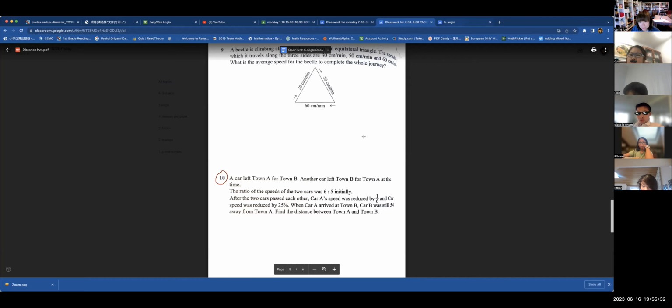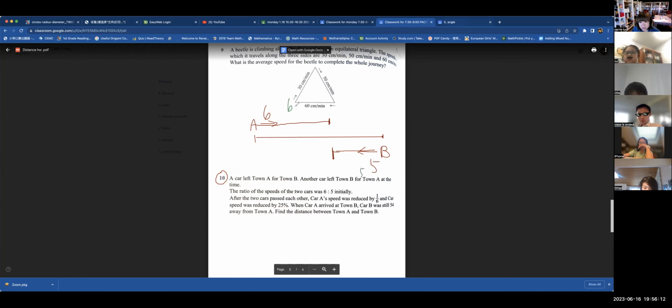Okay, so let's take a look at this one. Car A goes this way and car B goes this way, right? And the ratio of the speeds is 6 and 5. Correct, everybody? After the two cars pass each other, when A and B meet, who has traveled more, A or B? Of course A, right? Why? Because A's speed is faster. Very good. And the distance they finish will also be 6 to 5, because the time is the same.